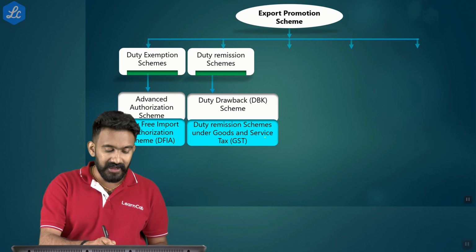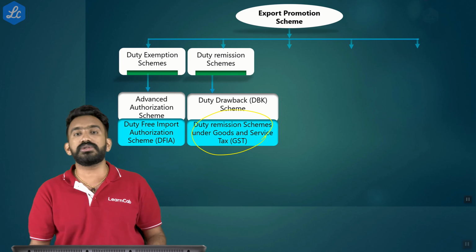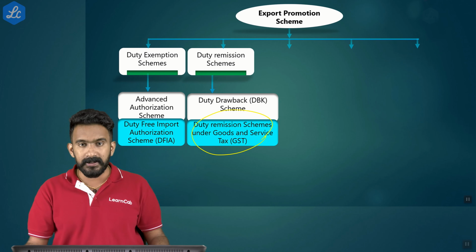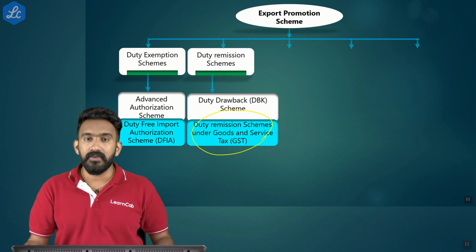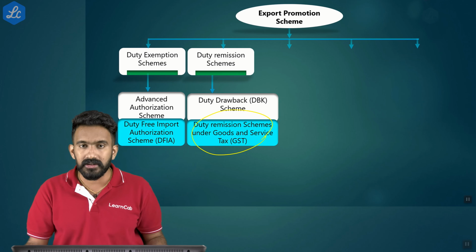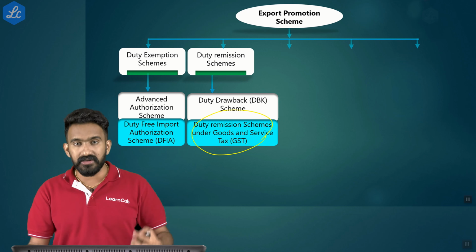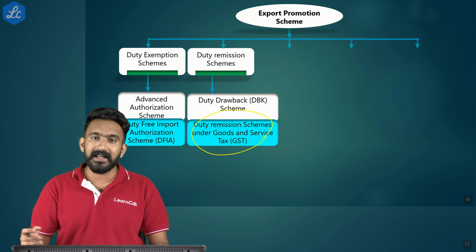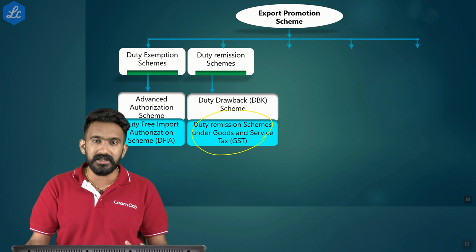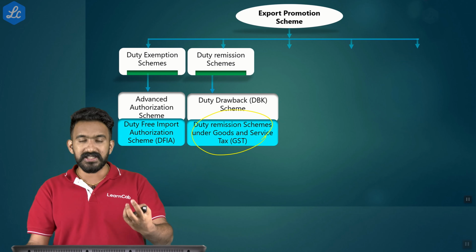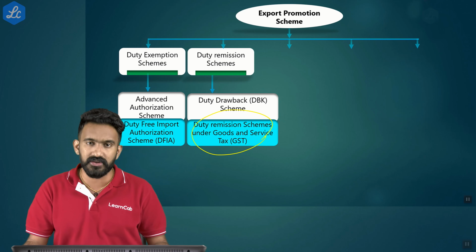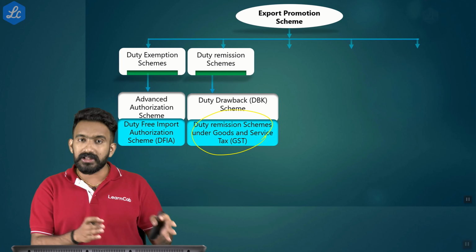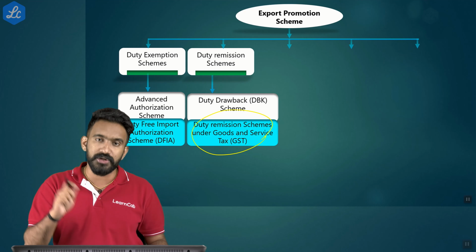You also have remission schemes under goods and service tax, wherein there are two methods in which export can be done, where you get complete credit on the purchases that you have made for export, and exports are either zero rated or you are paying IGST and getting entire refund of IGST. So all these are categorized as duty remission schemes.